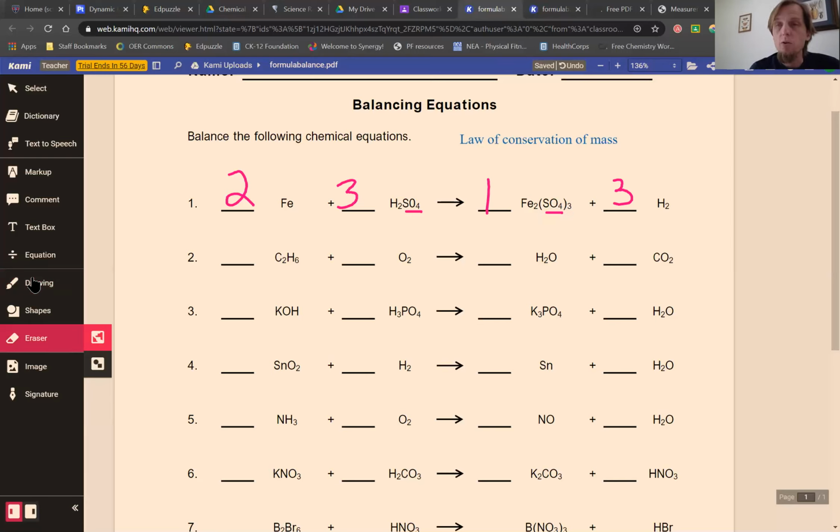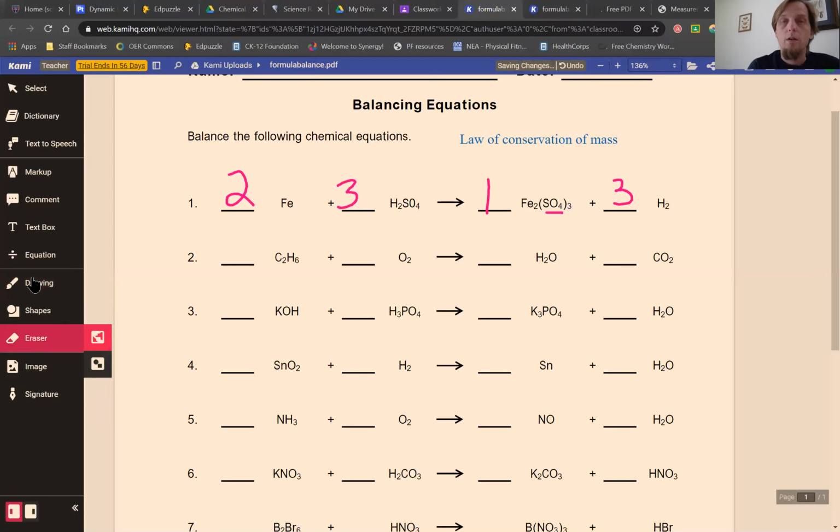Whenever you have a single element like H2 over here, that's probably the last one you want to fill in, because you can always add whatever number after you get these other more difficult ones in. You work with the difficult ones first, typically, or follow the steps in the video, and you'll see it comes out the same way. Okay, so that's it. This one is balanced.